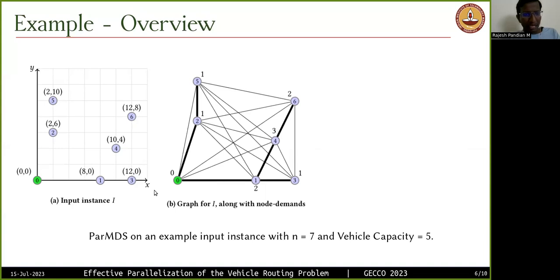This would be the complete graph for this CVRP instance. Notice that the demand is mentioned just beside the node. Also notice that in the figure, some edges are marked as thick edges. These are the MST edges on this complete graph. As I mentioned, this is an edge-weighted complete graph. So how does the weight get calculated? Weight gets calculated by the Euclidean distance between any 2 nodes.